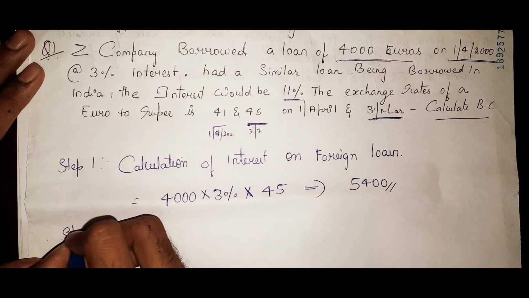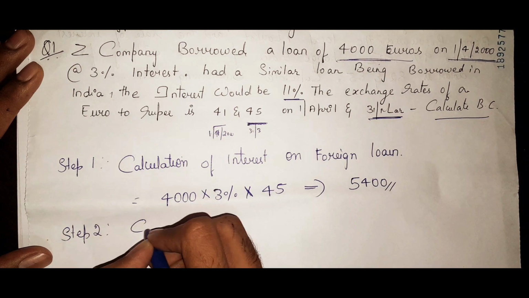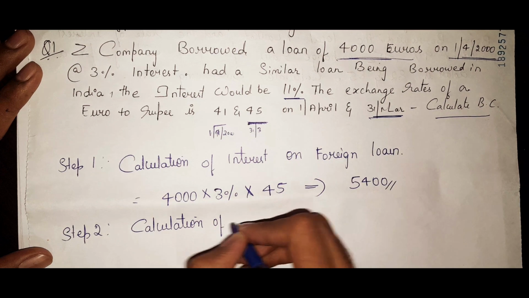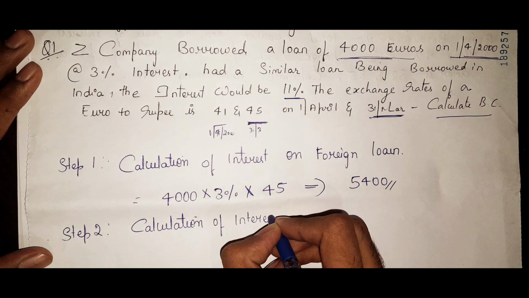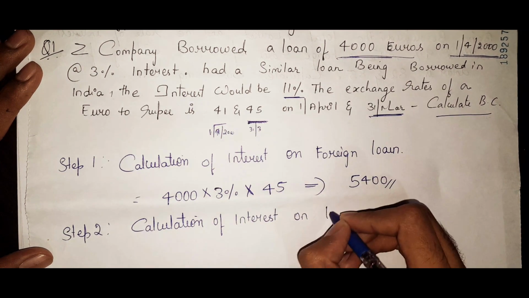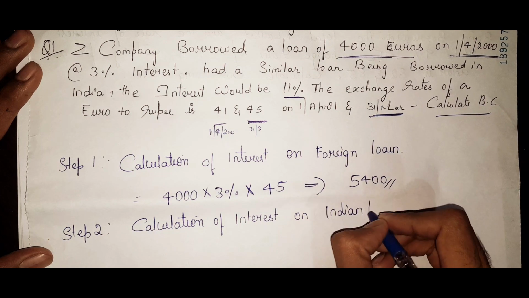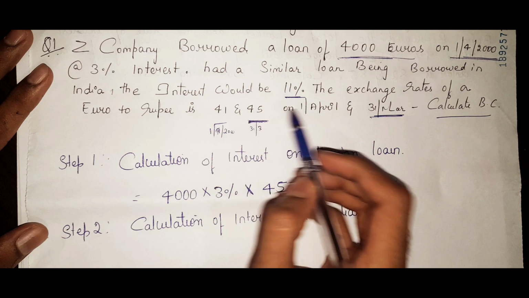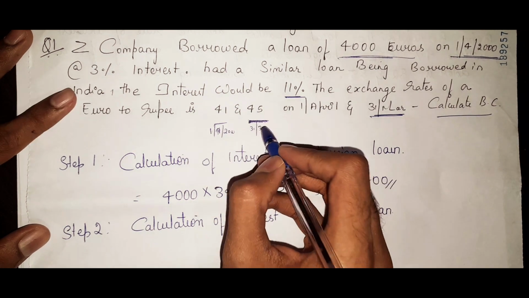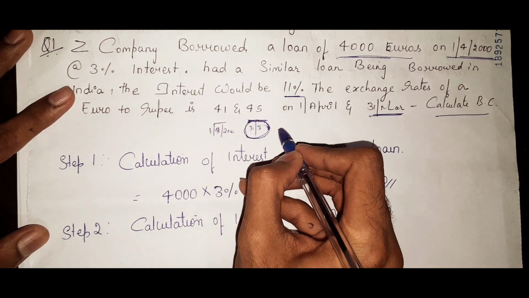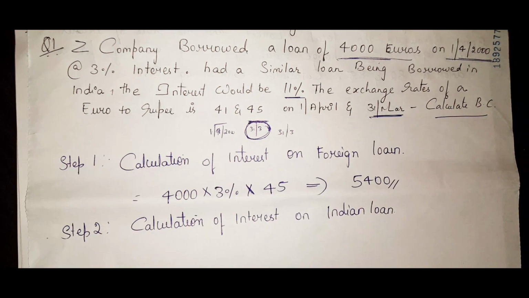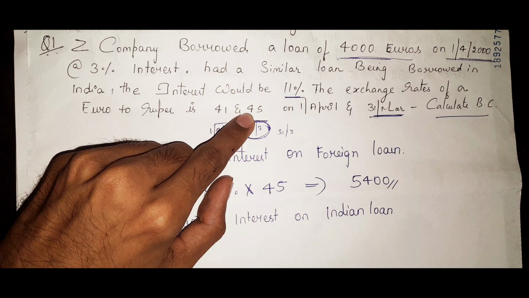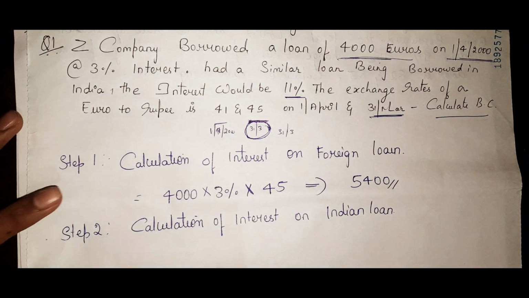Next step 2 we will calculate, that is calculation of interest on Indian loan. See, the reason why we took 45 rupees means interest we will pay always on the year ending date. Year ending date ಅಲ್ಲಿ ಇಂಟ್ರೆಸ್ಟ್ ನ ಕಟ್ಟೋದು. ಹಾಗಾಗಿ ಇಯರ್ ಎಂಡಿಂಗ್ ದಿನ ಎಷ್ಟಿತ್ತು ಅಮೌಂಟ್ ಅಷ್ಟು ನಾವು ಕ್ಯಾಲ್ಕುಲೇಟ್ ಮಾಡ್ತೀವಿ.